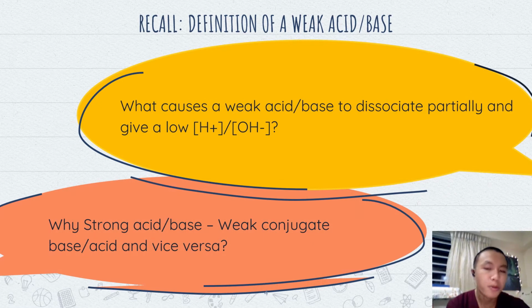So before we move on to each of the conditions mentioned in the previous slide, let's take a break and go back to level 2 of our weak acids and bases. I'd like us to think a bit deeper about the definition of a weak acid or base. What causes a weak acid or base to actually dissociate partially in water to give a low concentration of H+ or OH- ions?